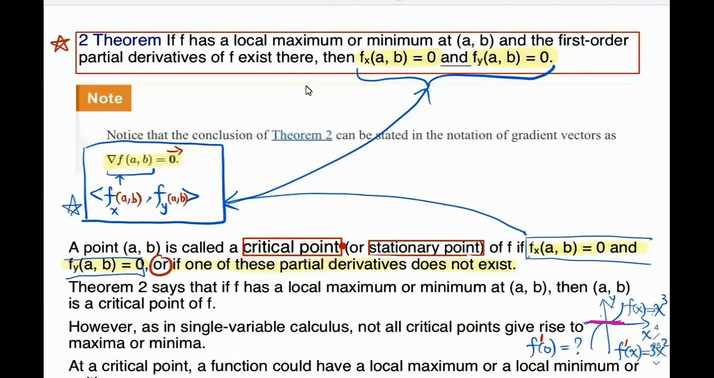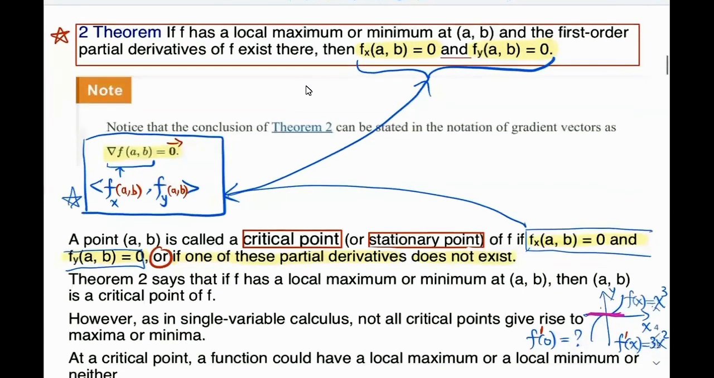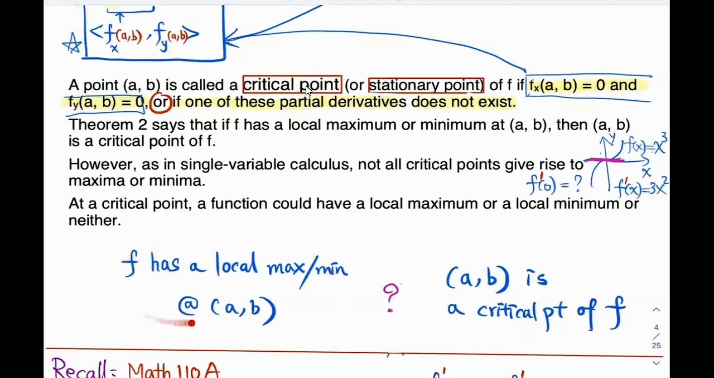After giving this definition for critical point, we can go back to the theorem and think about what it says. It says that if the function has a local max or min at (a, b), then (a, b) is going to be a critical point of the function, because either the partial derivatives both equal 0 or one does not exist. So the function has a local max or min at (a, b), then (a, b) is a critical point of f.